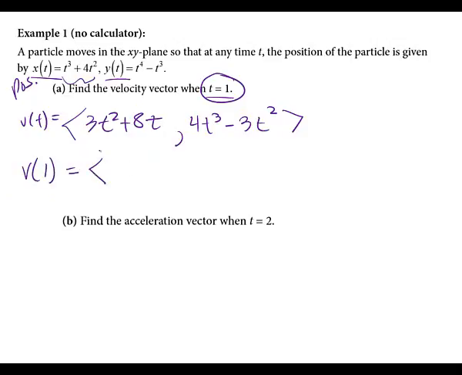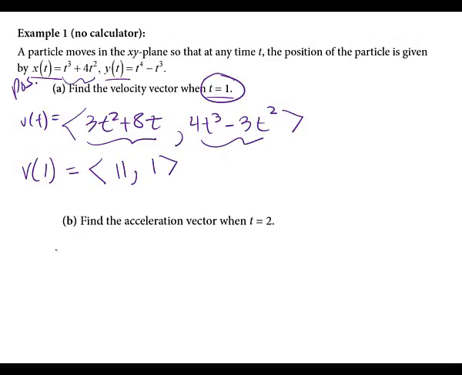Plug in a 1. All right. So what do I get for this first component when I plug a 1 in? What's the whole thing? 11. There you go. Okay. What do I get for the y component when I plug in a 1? You get 1. So there's my velocity vector when t equals 1.